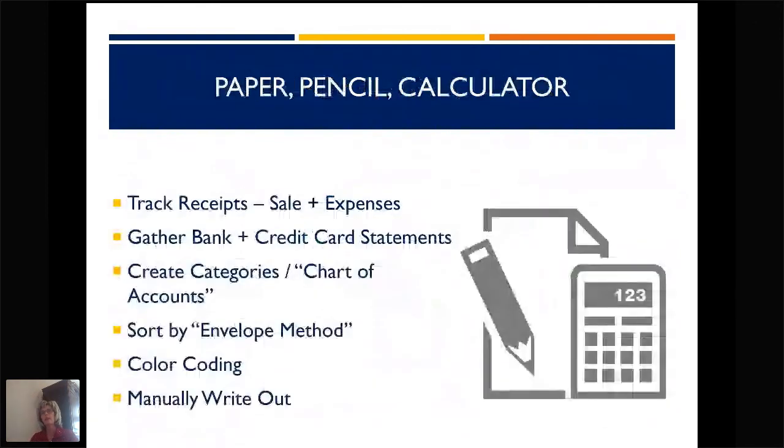So let's start with paper, pencil, calculator. So literally, it's what it says. You're going to have your calculator next to you. We're going to ask you to track receipts, your sales, your expenses, write it down on a yellow pad. You'll have to gather your bank and credit card statements because those are going to be additions or subtractions. You'll create your chart of accounts. We suggest sorting by an envelope method.